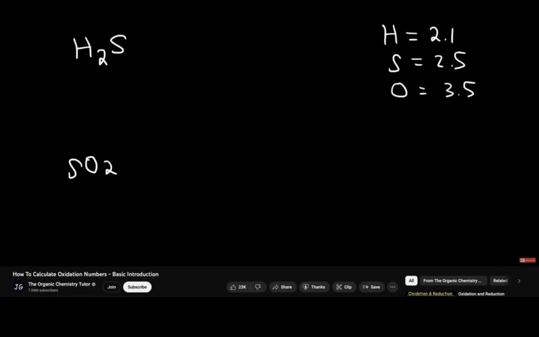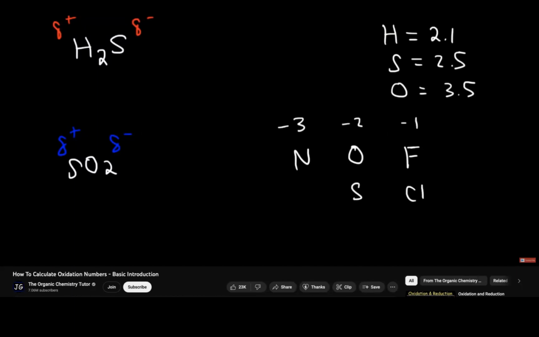Now let's consider these 2 examples. Sulfuric acid, or rather hydrosulfuric acid, and also sulfur dioxide. Now hydrogen has an EN value of 2.1. Sulfur is 2.5, and oxygen is 3.5. So in sulfur dioxide, oxygen has the partial negative charge, sulfur has the partial positive charge. Now in H2S, hydrogen has the partial positive charge, sulfur has the partial negative charge. Now in the periodic table, when you have elements like nitrogen, oxygen, fluorine, typically nitrogen has a -3 charge, oxygen -2, fluorine -1. Sulfur too. Sulfur usually has a -2 charge, if sulfur is the more electronegative element.